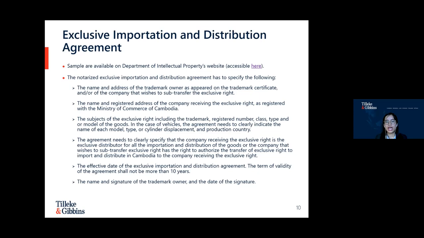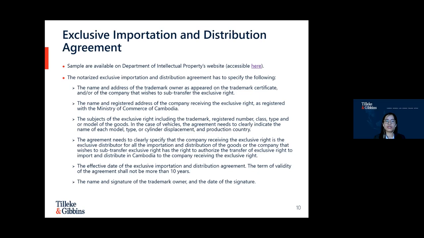But if you prefer to use the actual agreement itself, the following information has to be specified, including the name and address of the trademark owner as appeared on the trademark certificate, and or the company that wishes to sub-transfer the exclusive right. So, talking about sub-transfer of exclusive right here, it just refers to the scenario when the trademark owner, for example in the EU, has a trademark, and then they have a regional distributor in, say, Southeast Asia. So the one in Southeast Asia can do the sub-transfer of the right to the local distributor in Cambodia.